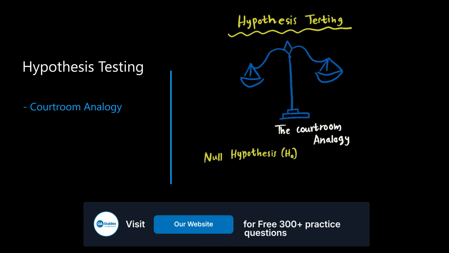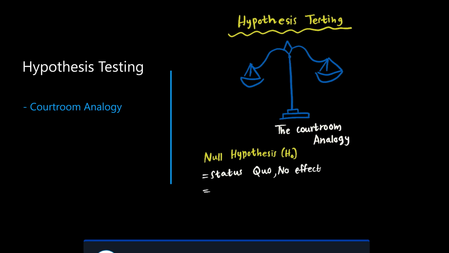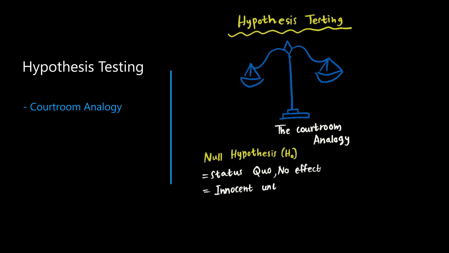Our starting position, our assumption, is called the null hypothesis. The null hypothesis, which we write as H0, is the presumption of innocence. It's the statement of the status quo, of no effect, no change, or no difference. For example, if we're testing a new drug, the null hypothesis is that the drug has no effect.